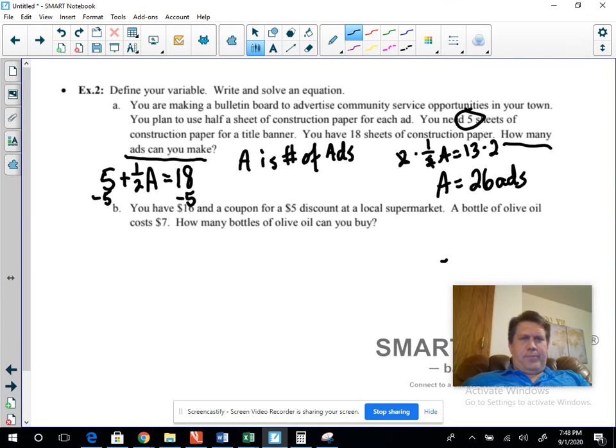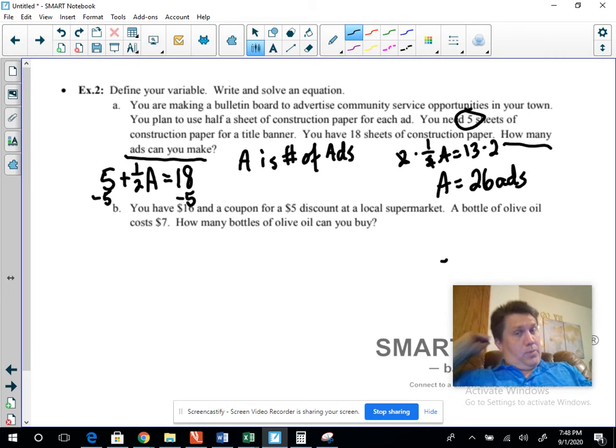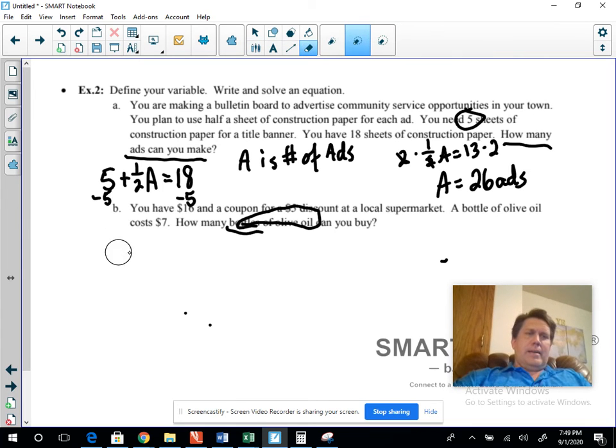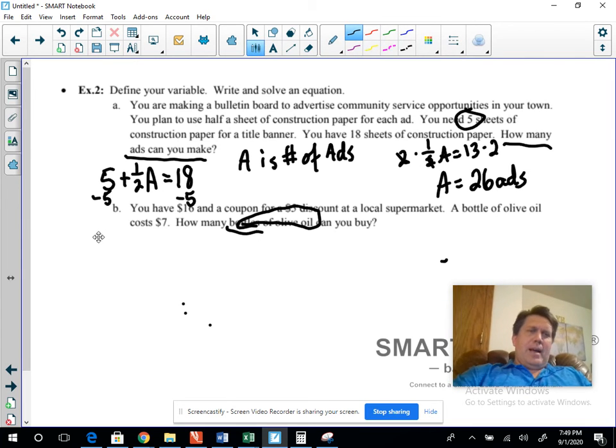You have $16 and a coupon for $5 discount at a local supermarket. A bottle of olive oil costs $7. How many bottles of olive oil can you buy? Now, I don't like to use O for olive oil, so I am going to use X, actually, it says how many bottles. My fault. So I'm going to use B. I don't like to use O because O can look like it is 0, but B is the number of bottles. We can use B as a variable.